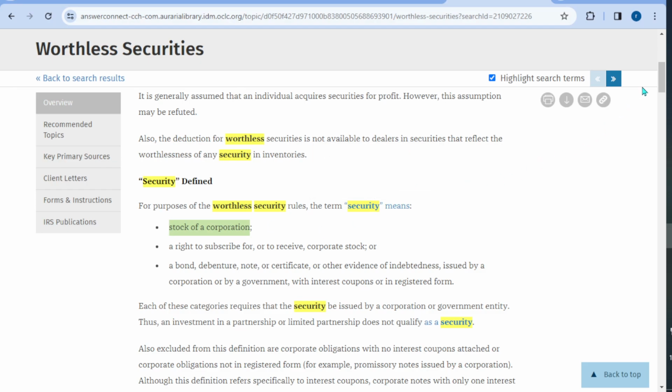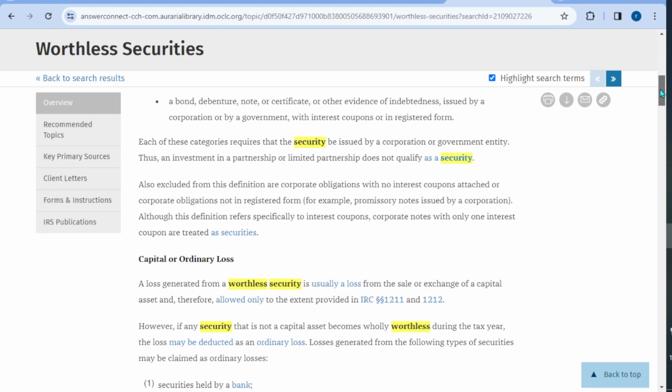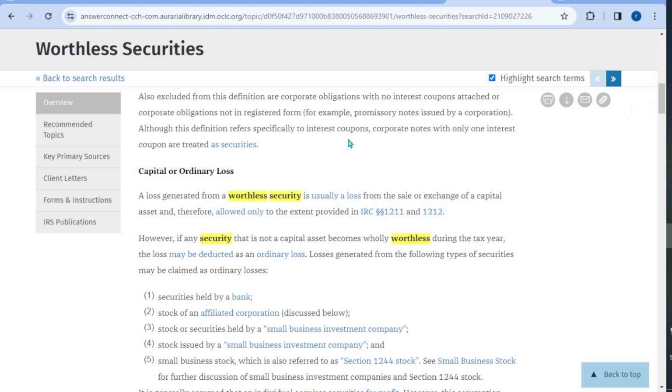So now they're going to talk a little bit more about worthless security. Right here it says capital or ordinary loss. How are we going to define this type of loss? It says a loss generated from a worthless security is usually a loss from the sale or exchange of a capital asset and therefore allowed only to the extent provided in IRC sections 1211 and 1212.